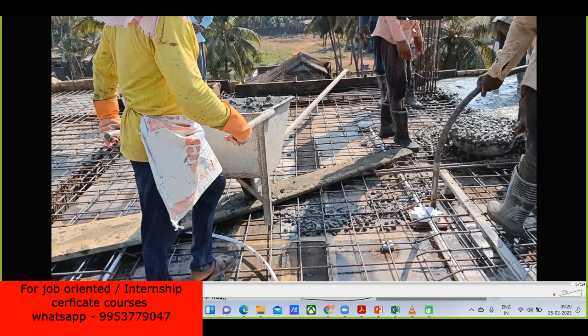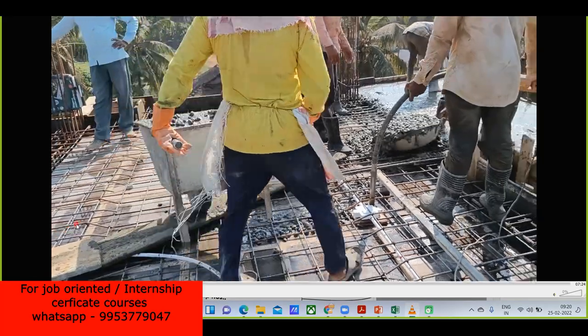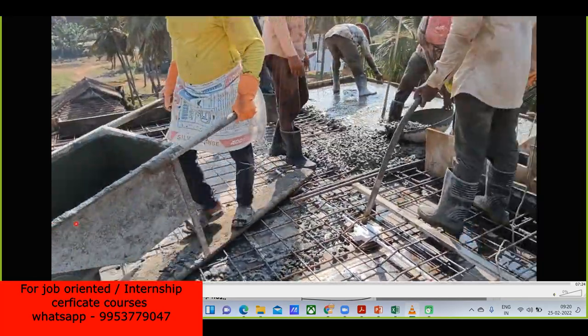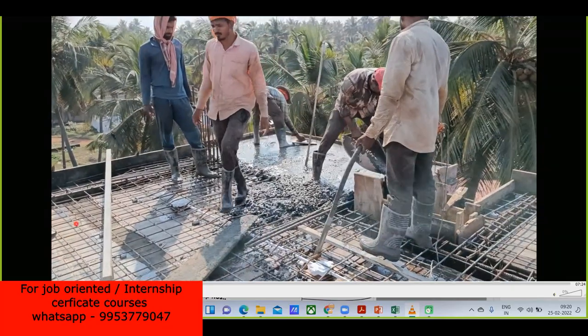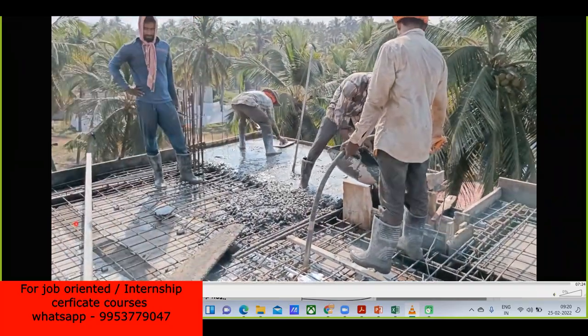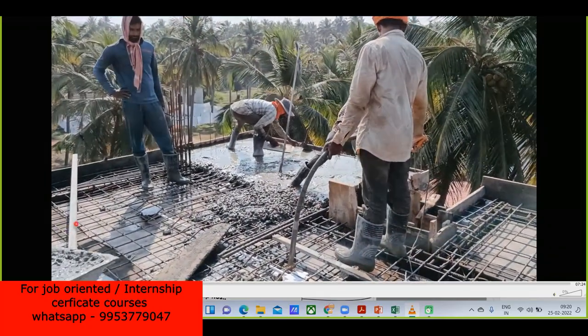Usually for the slab it won't be a problem. Usually this problem comes when you're doing a retaining wall, or let us say you're doing a column casting, then the height of the fall may be more. In that case, you have to take precautions.